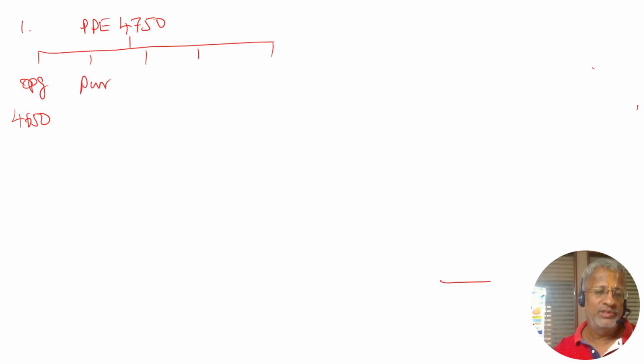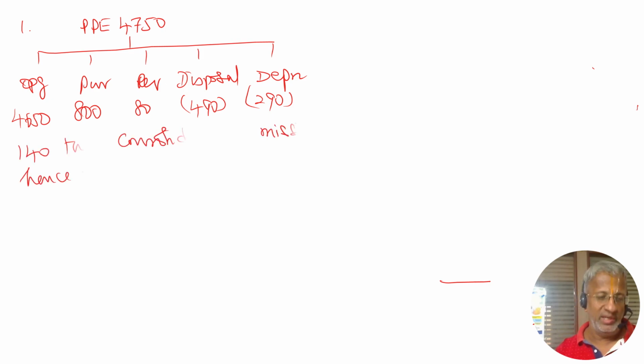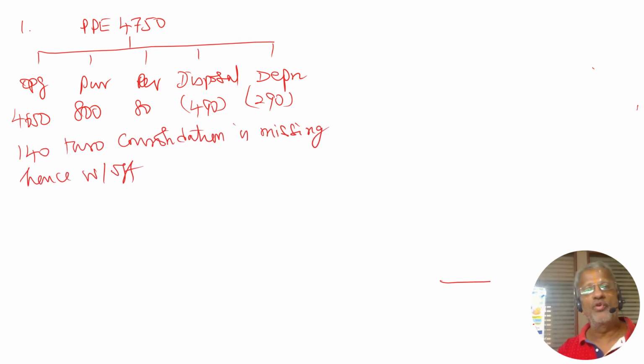Opening 4,650, purchases 800, revaluation 80, disposal 490 and depreciation 290. Here is a place where I wanted to tell you that the 140 which is missing has got to be taken as written off. This is the sum and substance. Whatever lectures you have listened to, understanding the question, now you find it in the form of working notes. The second one is about investment in associate.